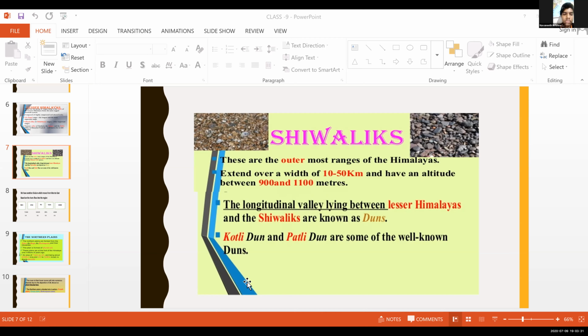Then what do you mean by this longitudinal valley? Valleys found between two parallel mountains are called longitudinal valleys. Well-known duns are Kotli Dun, Patli Dun, and one more is Dehra Dun.